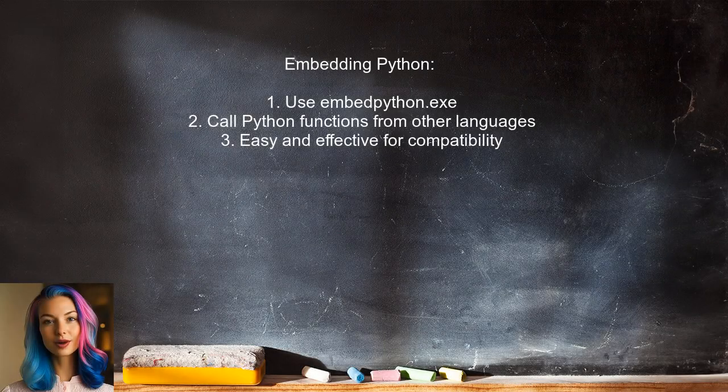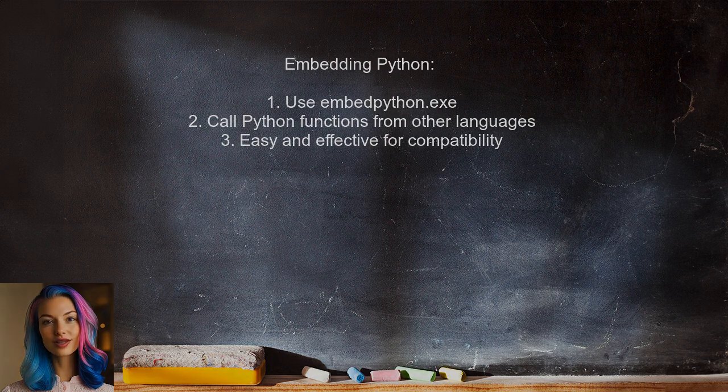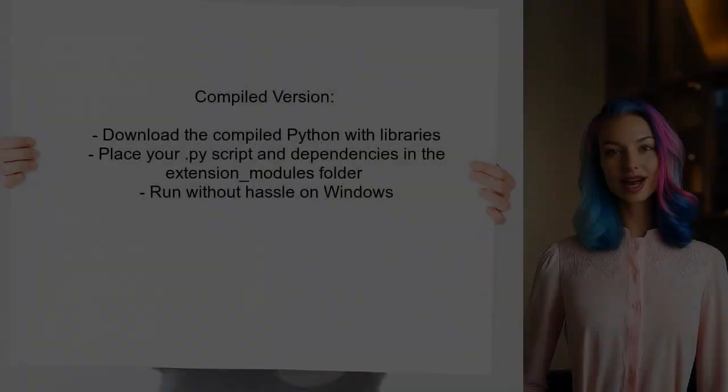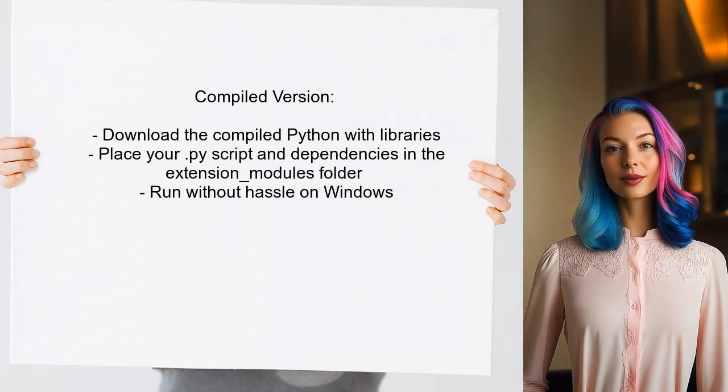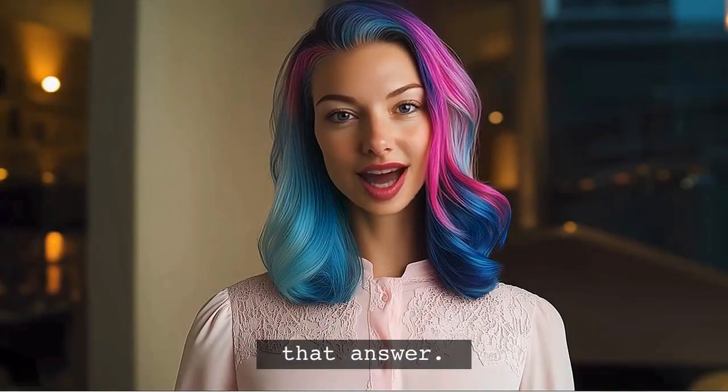For a simpler solution, you can embed Python in your application. This allows you to call Python functions directly from various languages by using an executable file. This method is easy and effective for cross-language compatibility. Finally, the user provides a compiled version of Python with necessary libraries included, making it easier for Windows users to distribute their scripts without hassle. That wraps up that answer. Let's move on to another one.